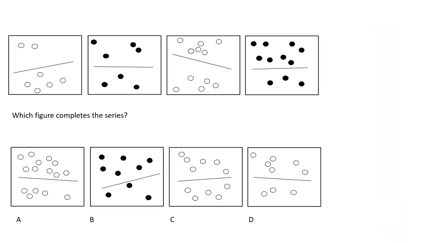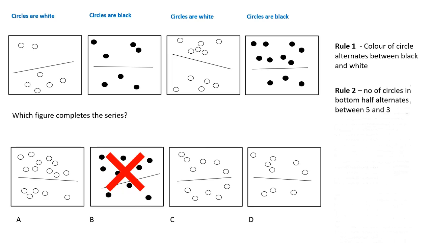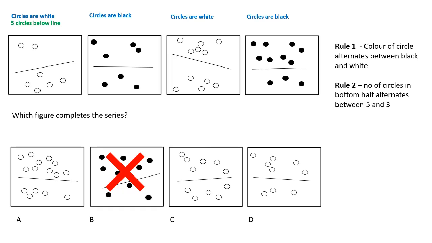Okay, so with this question there are 3 rules. The first is that the colour of the circles alternate between being black and white. So we know that in the next figure all of the circles will be white, so we can rule out B. The second rule is that the number of circles in the bottom half alternates between 3 and 5. So we know that in the next figure there should be a total of 5 circles in the bottom half, so we can eliminate D.